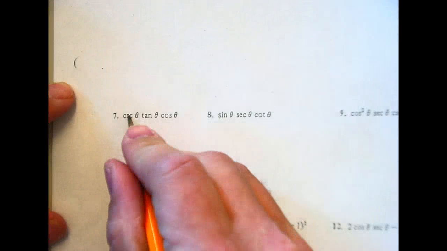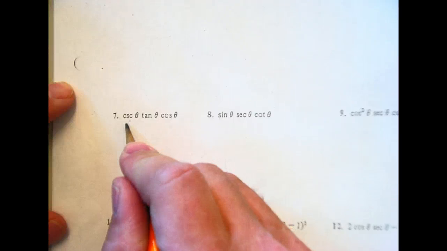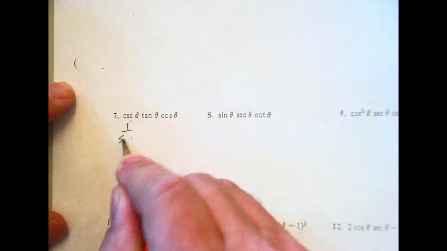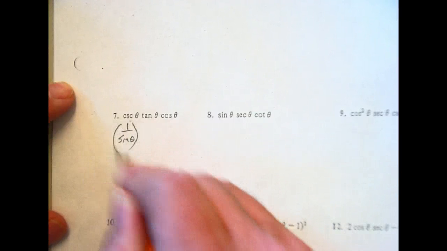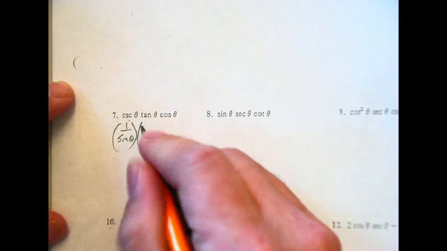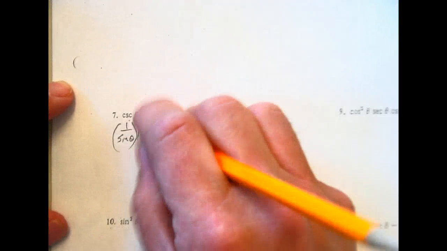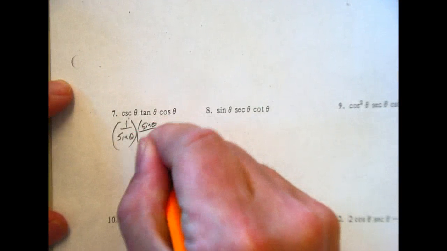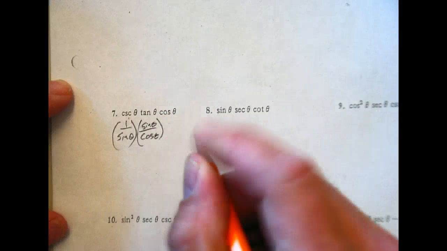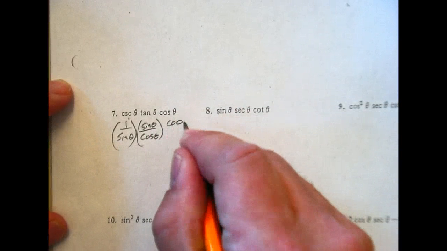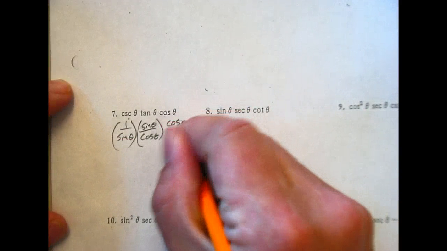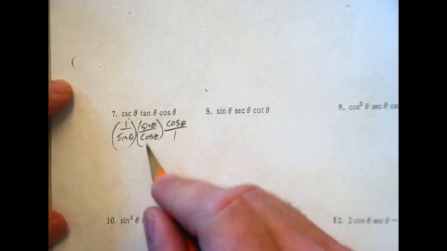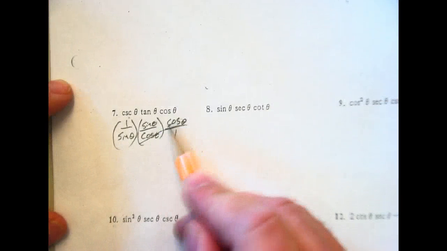Okay, if I'm doing this one, I'm changing cosecant to fraction form. That's 1 over sine theta. I'm going to change tangent to fraction form. That's sine theta over cosine theta. And then cosine is already cosine. Over, all right, I can make it into a 1. Over a 1 there. Crosses cancel, cancel, cancel. We get 1.